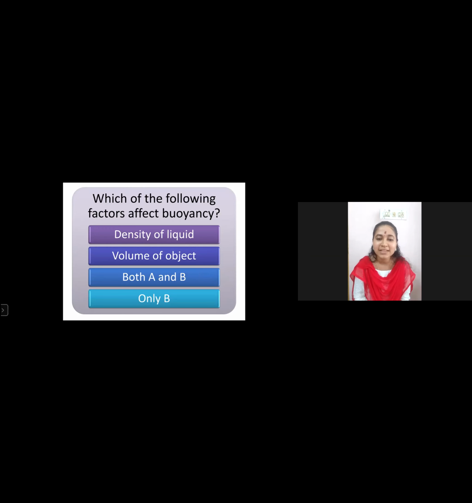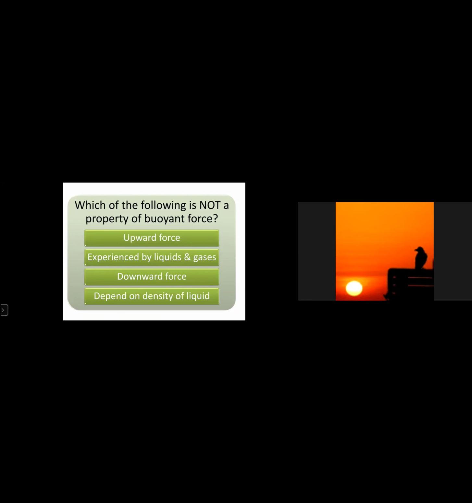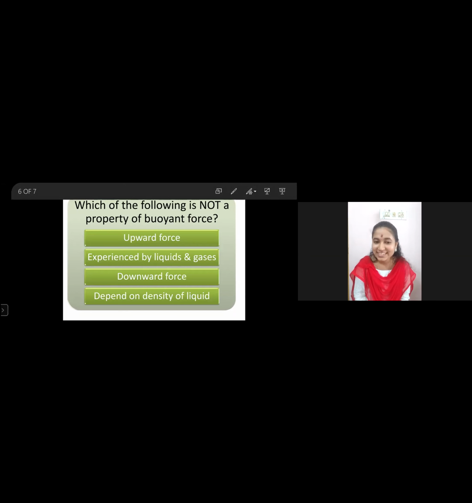Now we are with the last question. Which of the following is not a property of buoyant force? A. Upward force. B. Experienced by liquids and gases. C. Downward force. And D. Depends on density of liquid. Definitely, it is the downward force. Yes, right. So now we have to do some follow-up activity. And for the questions, I invite Surya teacher for the same.